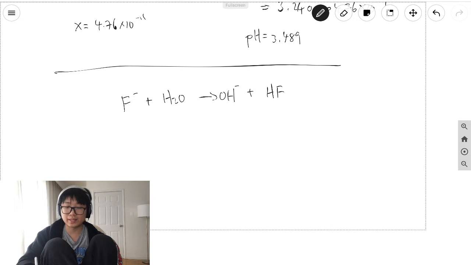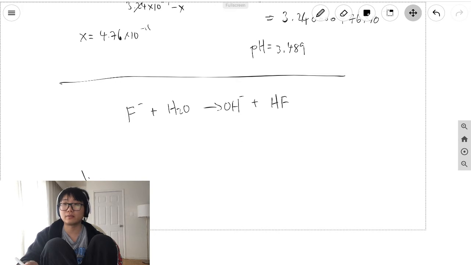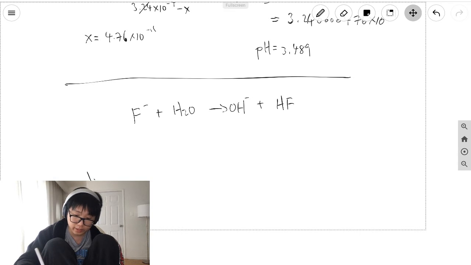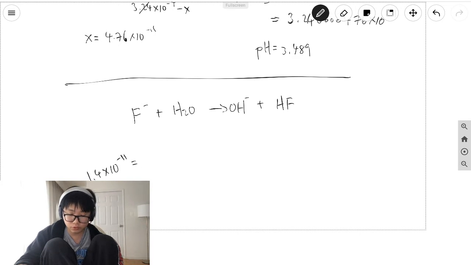then you would need to find the Ka of its conjugate acid, which is HF, and then do 10 to the negative 14 divided by whatever that Ka is. But since you know it right away, it's 1.4 times 10 to the negative 11. Okay, so that's going to be equal to, so I'm not even going to build this ice table because I know where it's going, right?